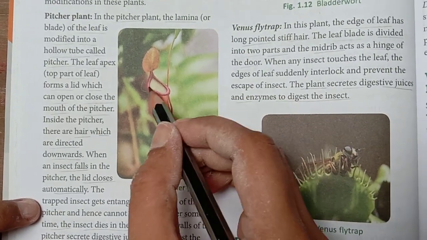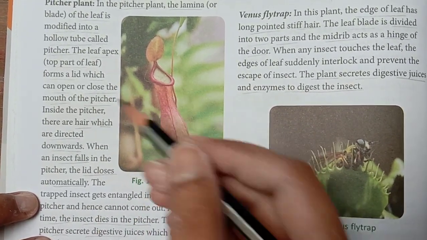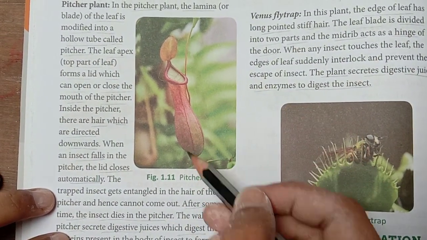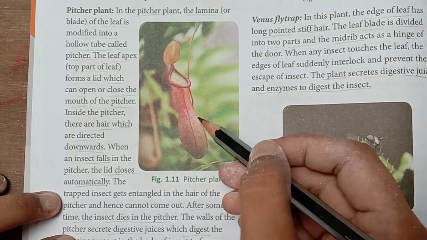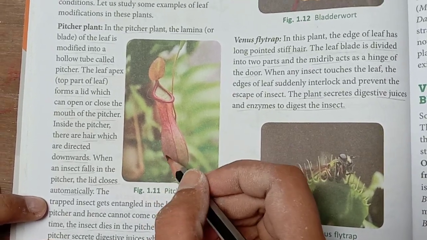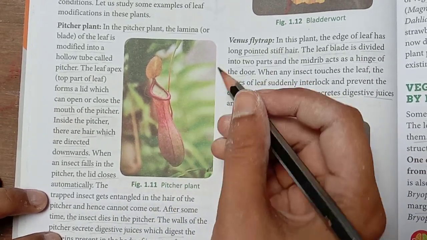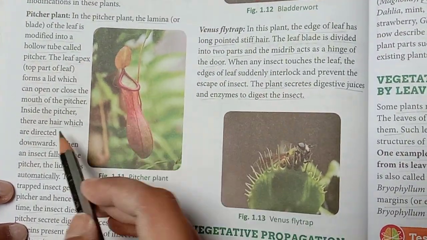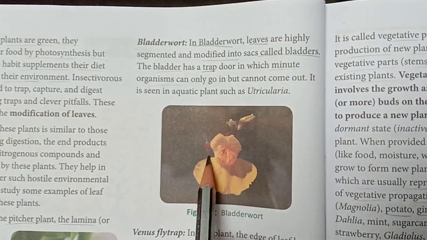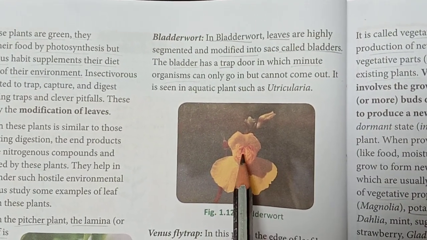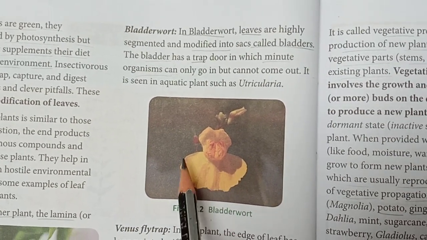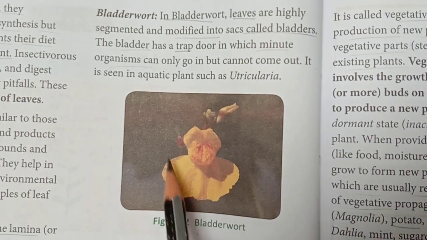Now what happens here is that there are hairs present inside this hollow structure. Whenever an insect comes, it gets entangled in the hair and it slips down. Once the insect is dead, the walls of this hollow tube start releasing digestive enzymes, and then the insect is digested. So here you can see how the leaf has been modified. Next example is the bladderwort. If you see here, there is a sac-like structure. The small insects get inside here, and in a similar way, they get entrapped, and then the digestive juices later digest them.